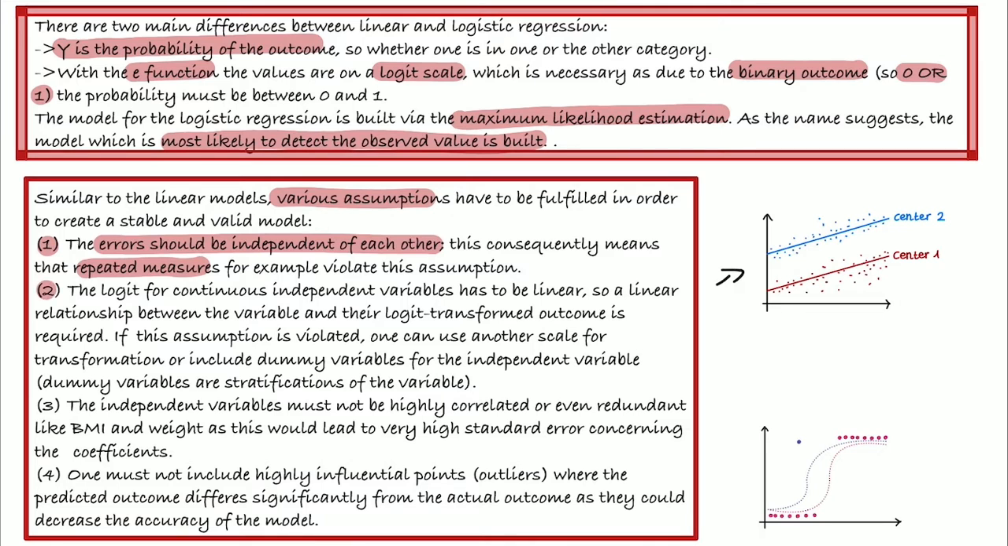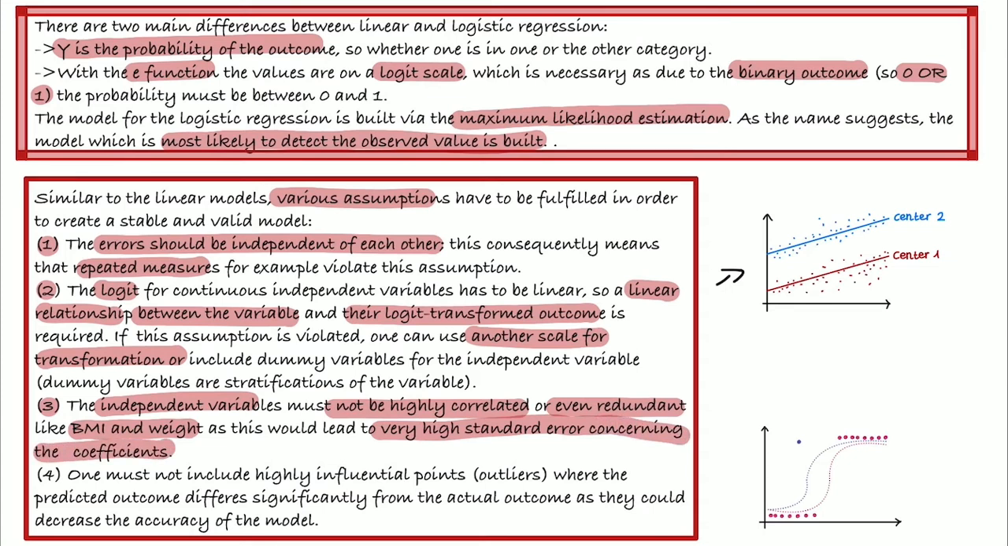The logit function for the continuous independent variable has to be linear, and a linear relationship between the variable and the logit transformed outcome is required. If this assumption is violated, we can do another scale transformation, but this won't be described in detail here. The third assumption is that the independent variables shouldn't be highly correlated or even redundant. For example, we shouldn't include BMI and weight. This would lead to very high standard errors concerning the beta coefficient, and that's definitely not what we want.